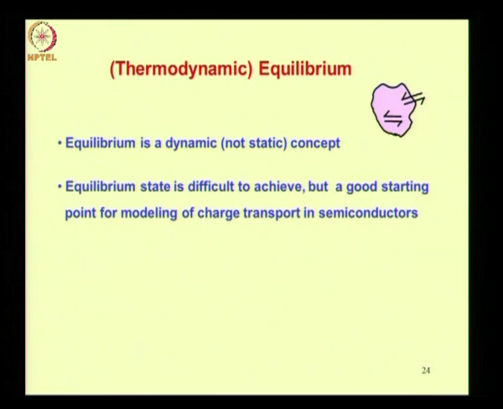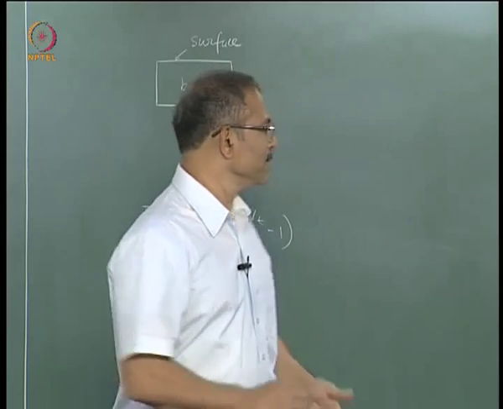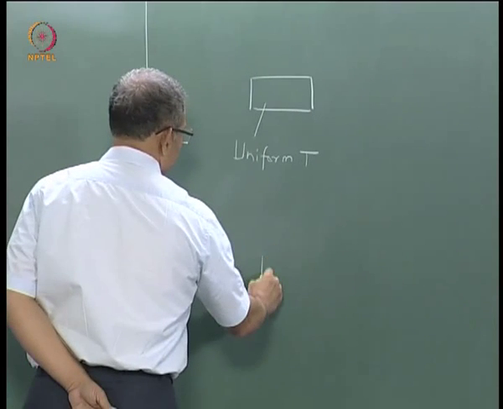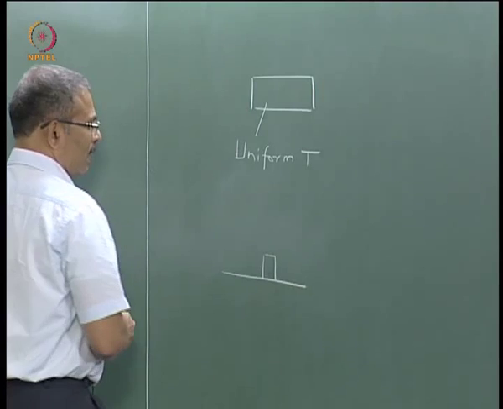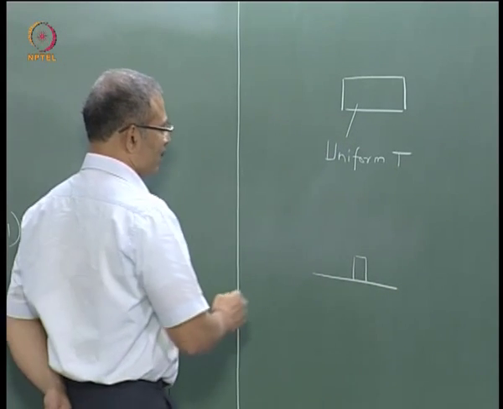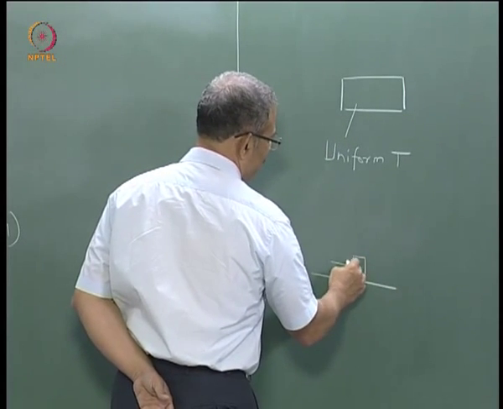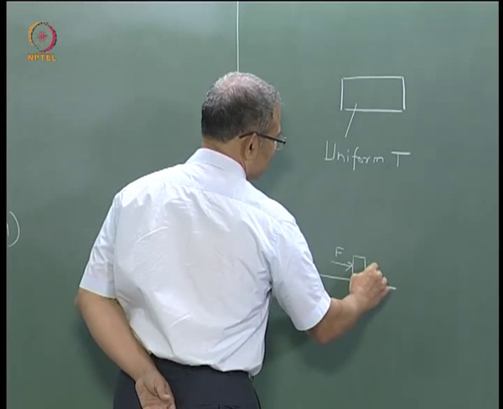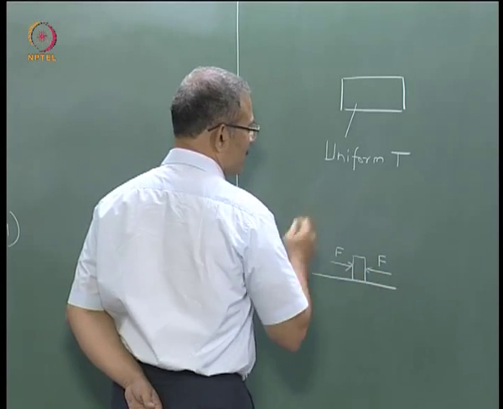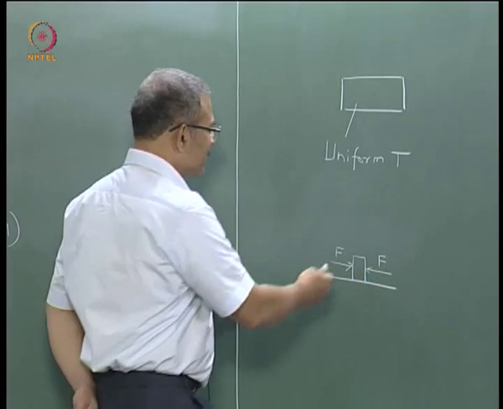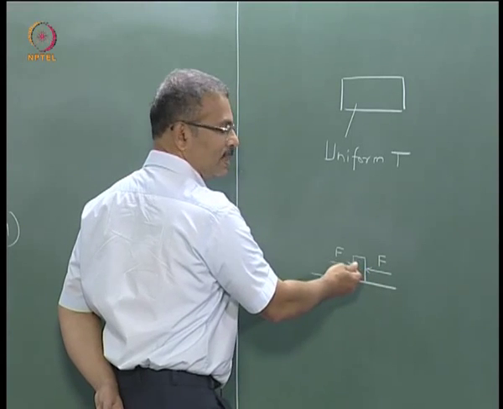Next slide shows a few points about the equilibrium state. Firstly, it is a dynamic and not a static concept. So what does this mean? This means, for example, supposing I take a block, I am talking about static equilibrium. What is static equilibrium? You take a block and you apply forces at the two faces. Let us say these two forces are equal. Now the block will not move, therefore the block is in a state of equilibrium. But this is static equilibrium because there is no movement, there is no activity.